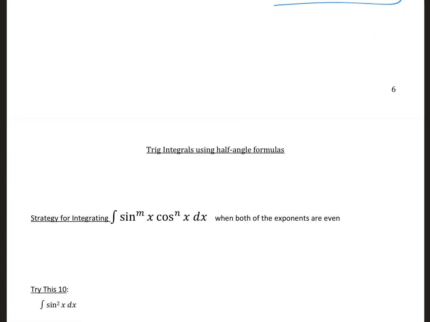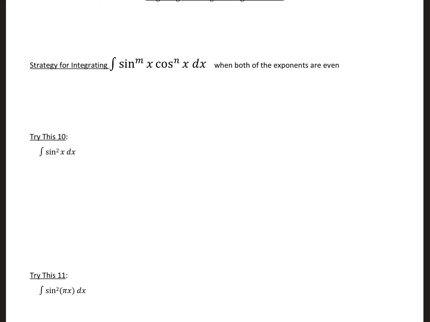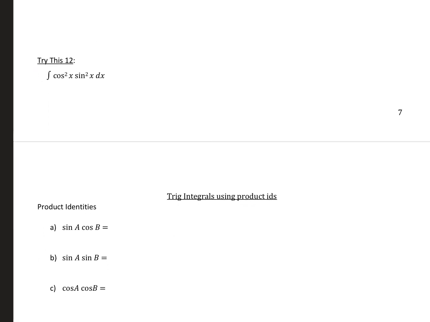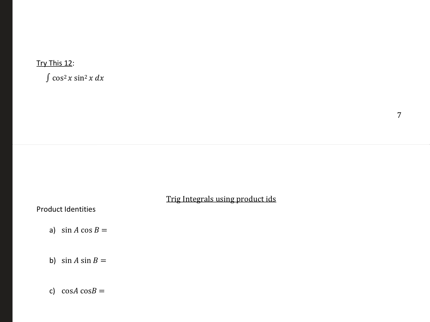All right, so let's see. So the strategy is to use the appropriate half-angle formula or identities. Okay. All right, I'm going to have you try this number 10 and try this number 11. They're basically the same question. Let's try this number 12.